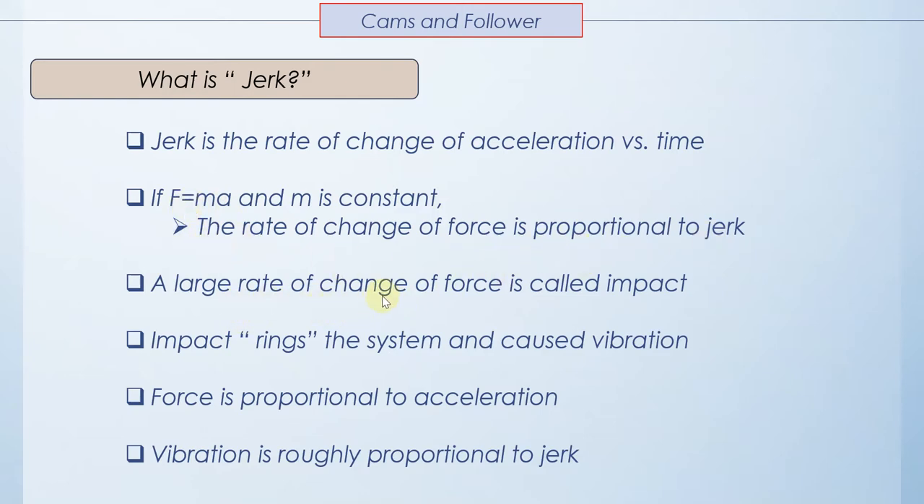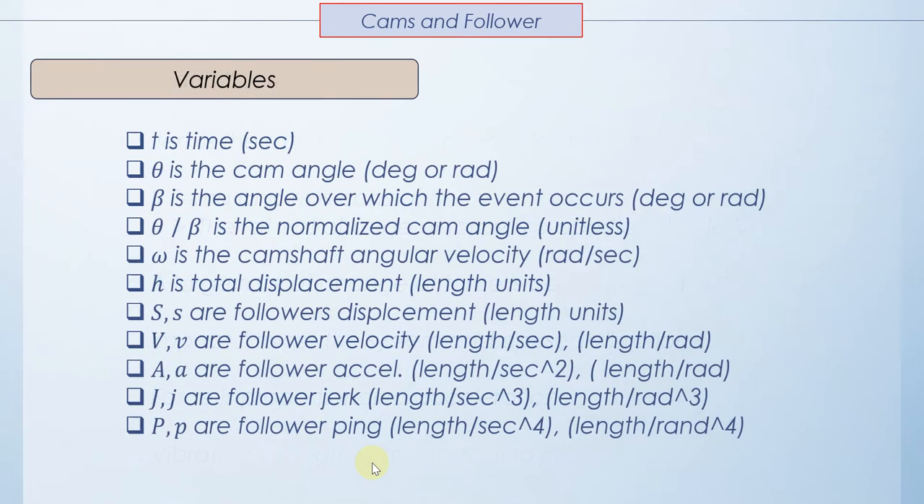A large rate of change of force is called impact. So we have dF over dt. Impact shocks the system and causes vibration. So force is proportional to acceleration, and vibration is roughly proportional to jerk. Okay, so these are the variables that we have.